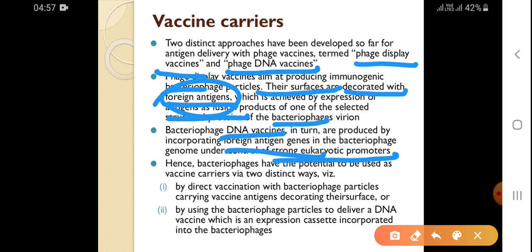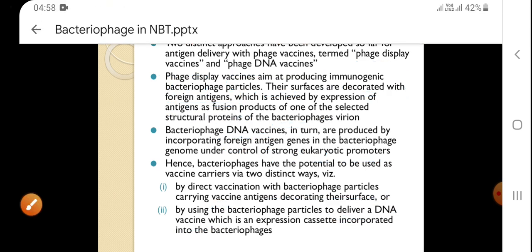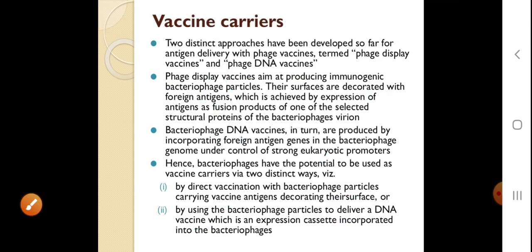So the two distinct ways are, one, direct vaccination with bacteriophage particles carrying vaccine antigens decorating the surface. The second methodology is using bacteriophage particles to deliver the DNA vaccine, which is an expression cassette. Cassette means a fusion, right? A fusion of those two different genes incorporated into the bacteriophages. So to summarize, there are two methods. One is the phage display vaccines and the other is the phage DNA vaccines.